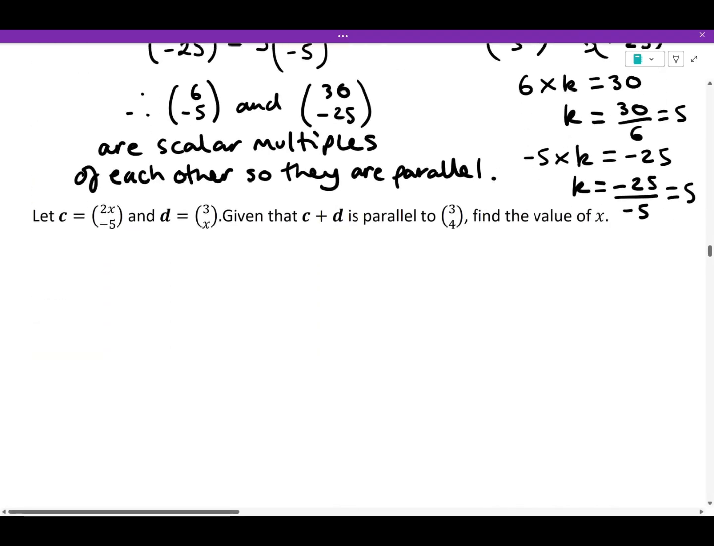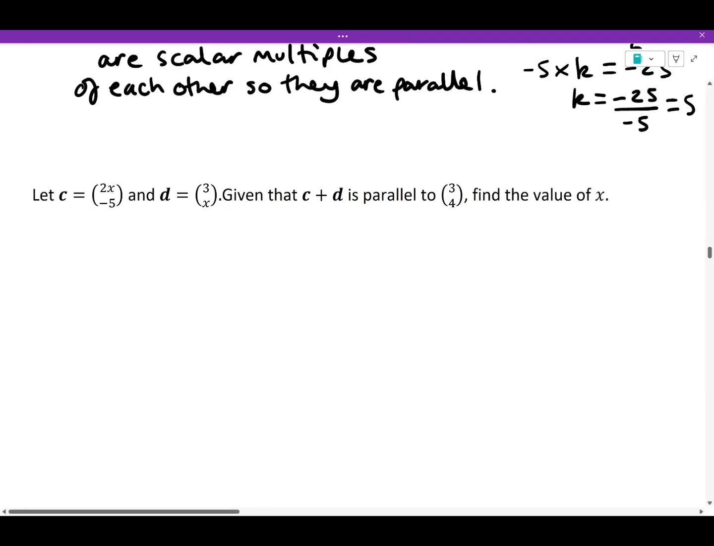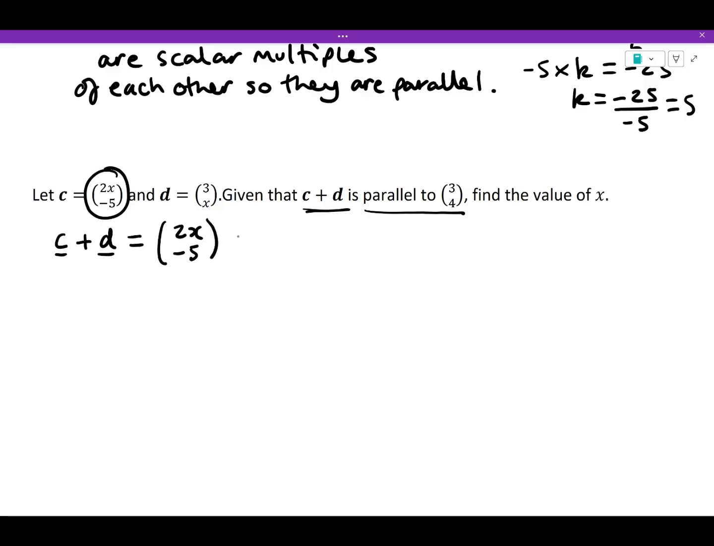So let's look at a harder algebra question then. We've got the vector c, which is equal to (2x, -5), and the vector d, which is equal to (3, x). And we're given that c plus d is parallel to (3, 4). And we need to find the value of x. So the first thing I'm going to do is figure out what this vector c plus d is. Okay, so c plus d, and I'm going to underline my vectors, would be equal to c, which is (2x, -5), plus d, which is (3, x), like that.